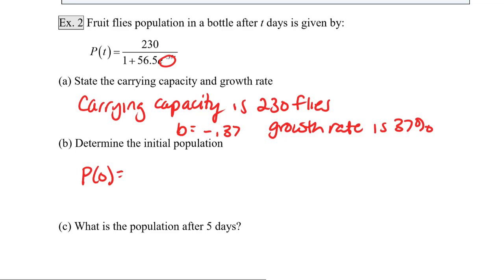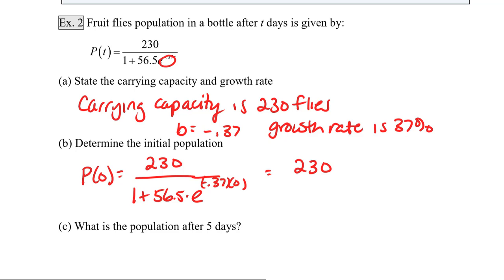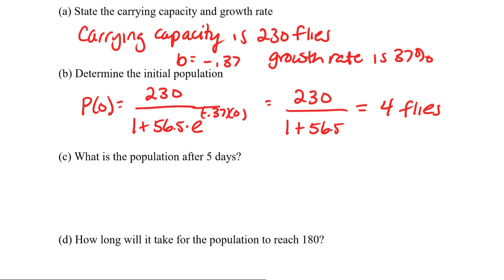Part B, determine the initial population. P of 0 is going to be 230 divided by 1 plus 56.5 times e to the negative 0.37 times 0. Well, remember that e to the 0 is equal to 1, so this is 230 divided by 1 plus 56.5, and this is equal to 4 flies.